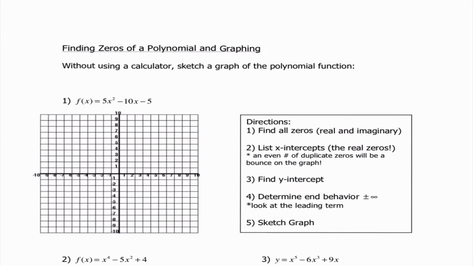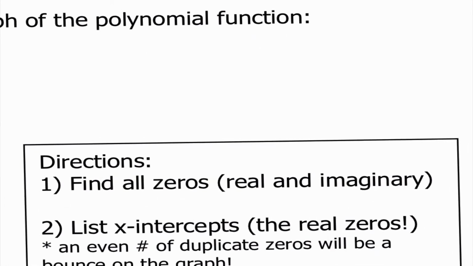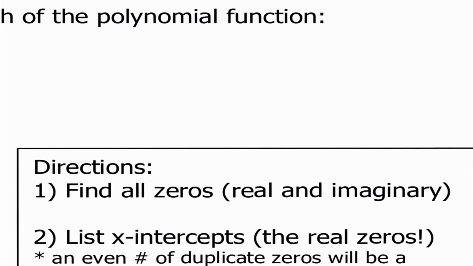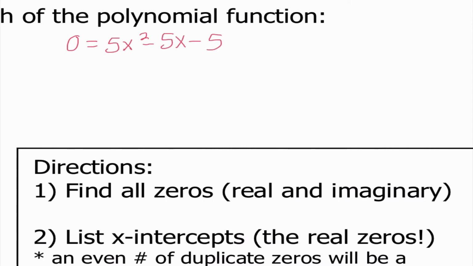So I'm going to go ahead and set this equal to 0. So I have 0 equals 5x squared minus 10x minus 5. And I notice that we have a 5 in everything. So since we have an equation, I can divide both sides by 5. And I get 0 equals x squared minus 2x minus 1.